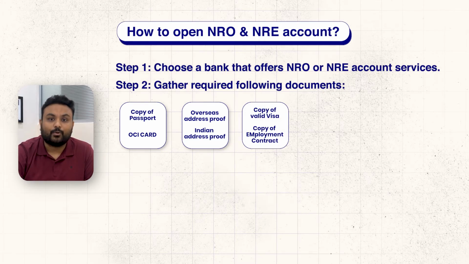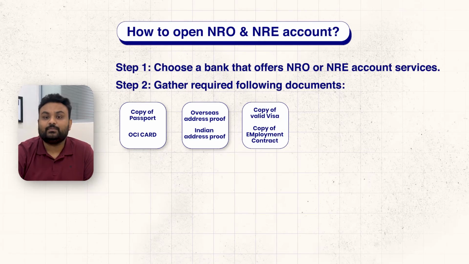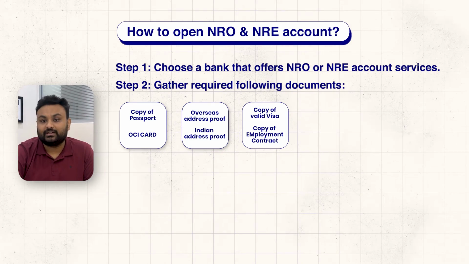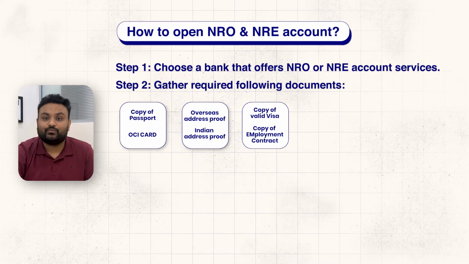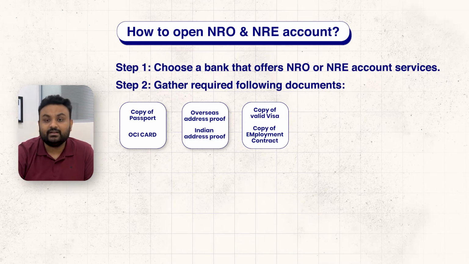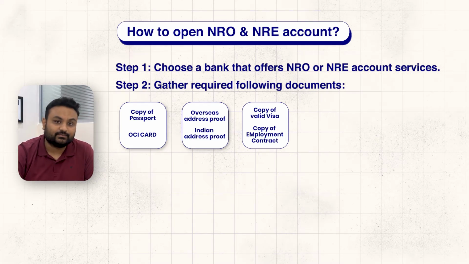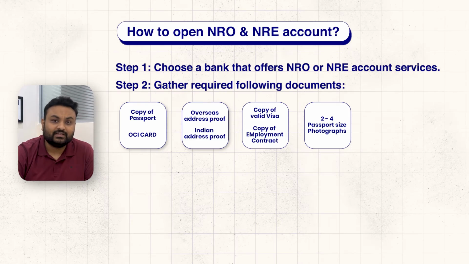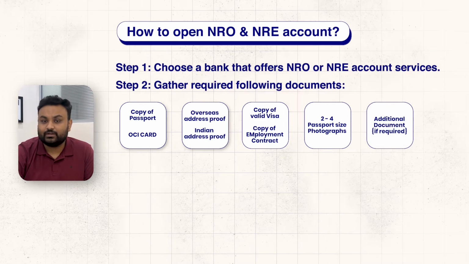3. A copy of a valid visa or residence permit in the country of residence, or a copy of your employment contract. This document indicates your foreign residency. You can also give a utility bill or a rental agreement as proof of your NRI status. 4. Typically 2 to 4 passport size photographs. And 5th, any other additional documents if required by the bank.